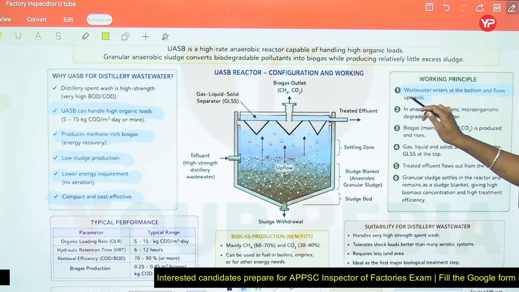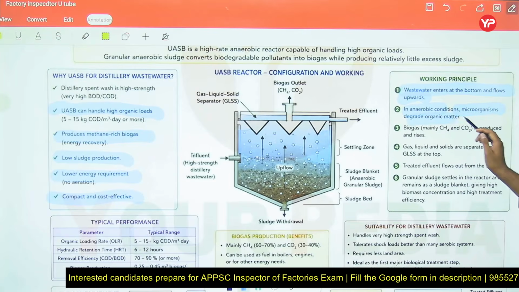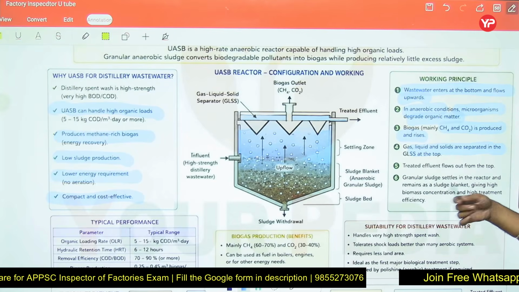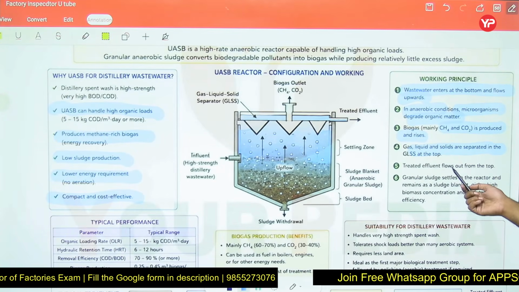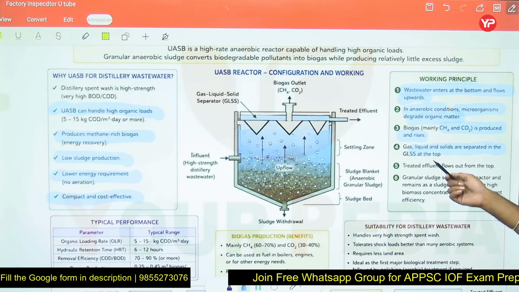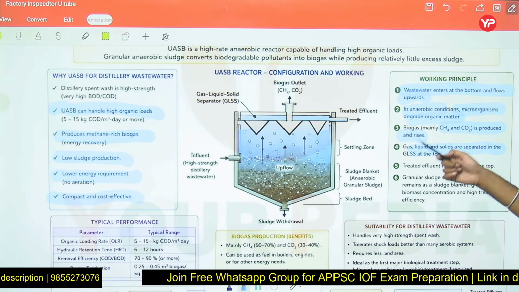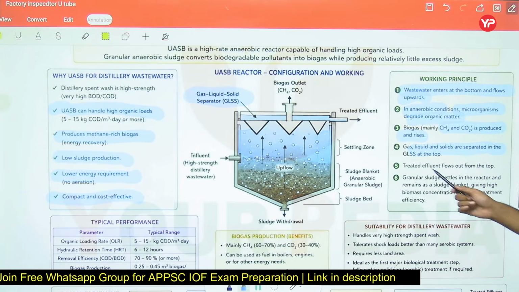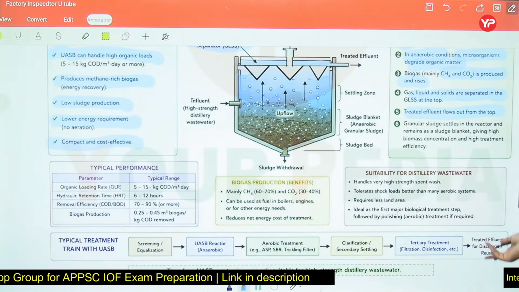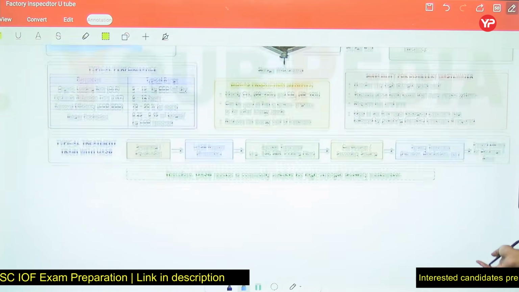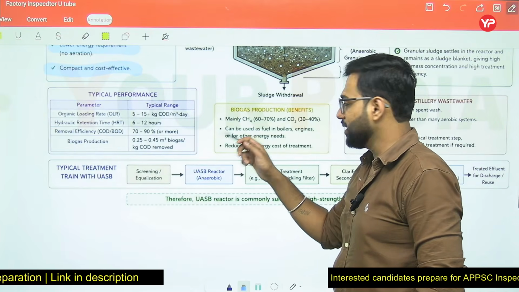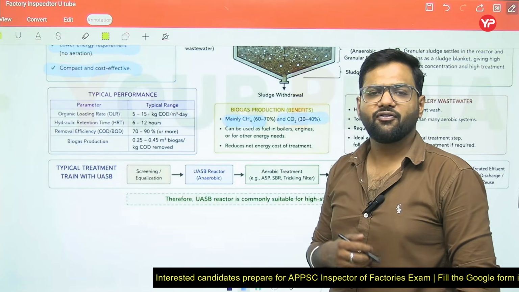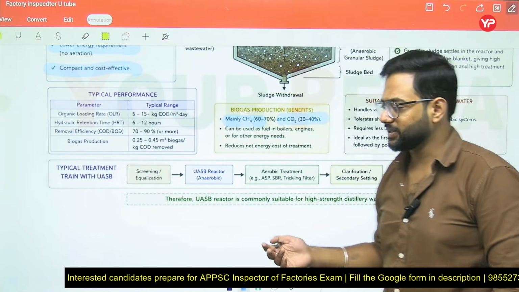Wastewater enters at the bottom and flows upward. In anaerobic condition, microorganisms degrade the organic matter, and biomass is produced and rises. Gas, liquid and solids are separated in the reactor. At the top we have a GLSS, gas liquid solid separator, as you can see in the diagram. Here they are separated and treated effluent flows out from the top. Generally two major gases are there: methane and CO2. Methane is 65 to 70% and CO2 is around 30%.